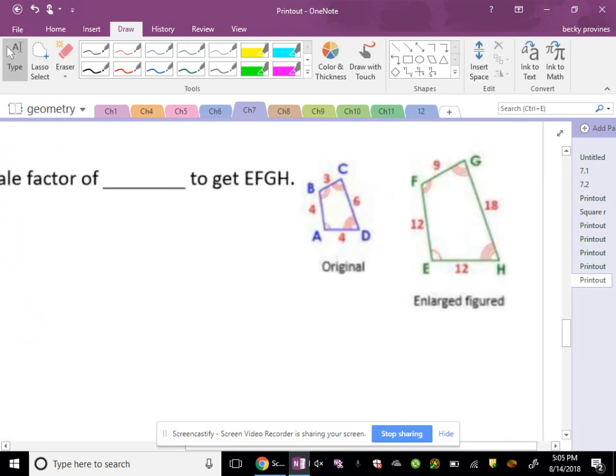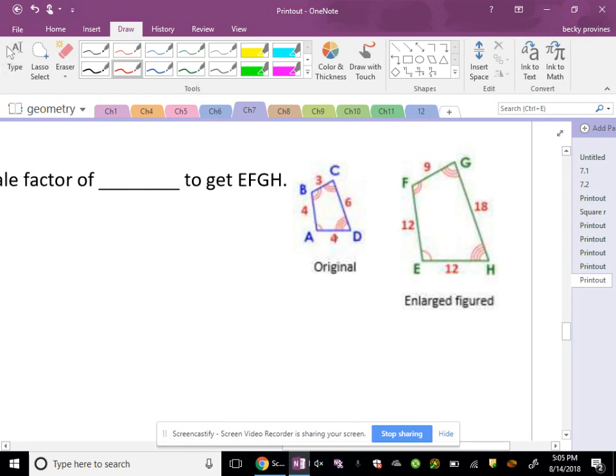EFGH. Okay, so what they're trying to show you here is we have 4 and we have like a 12. What would you have to multiply it by? What number to equal 12? So hopefully you guys know what times 4 is 12. And if you don't, you could even write this little equation. 4 times what is 12? So that is 3. My scale factor is 3.